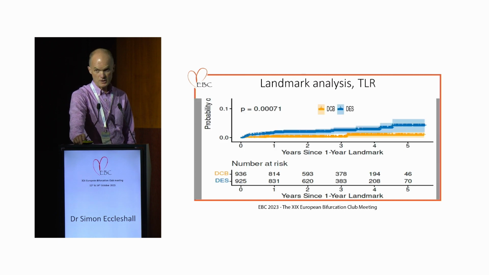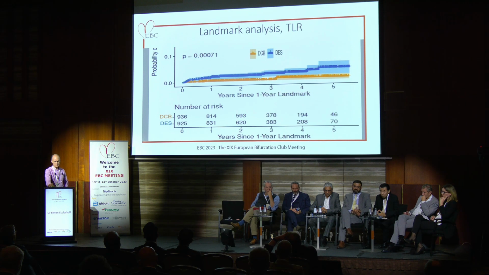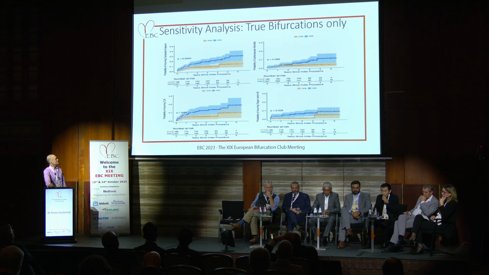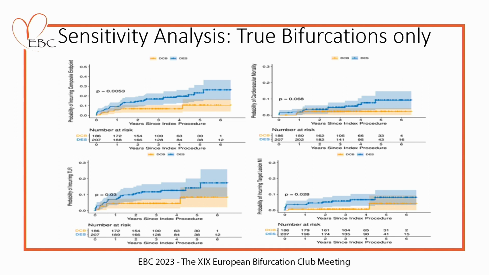We actually did a landmark analysis because somebody suggested we did it, and the interesting thing is that it's virtually all late TLR, and actually in the bifurcation group, in the DCB group, it's virtually a flat line after the first year. This is something that comes through in some of the other studies of DCB de novo work. After the first year, you've got that tiny attrition rate because you have coronary artery disease, but you don't have that attrition rate because you've left a stent in there. Sensitivity analysis suggests that most of the benefit actually is in the more complicated bifurcations.